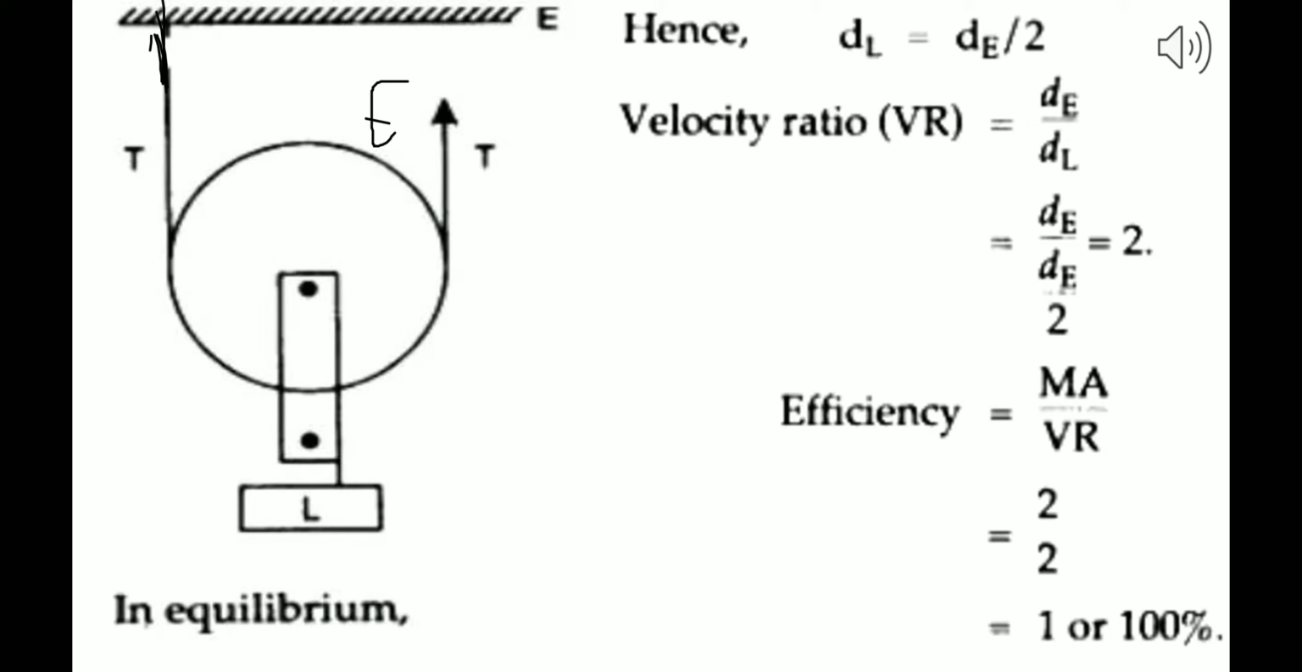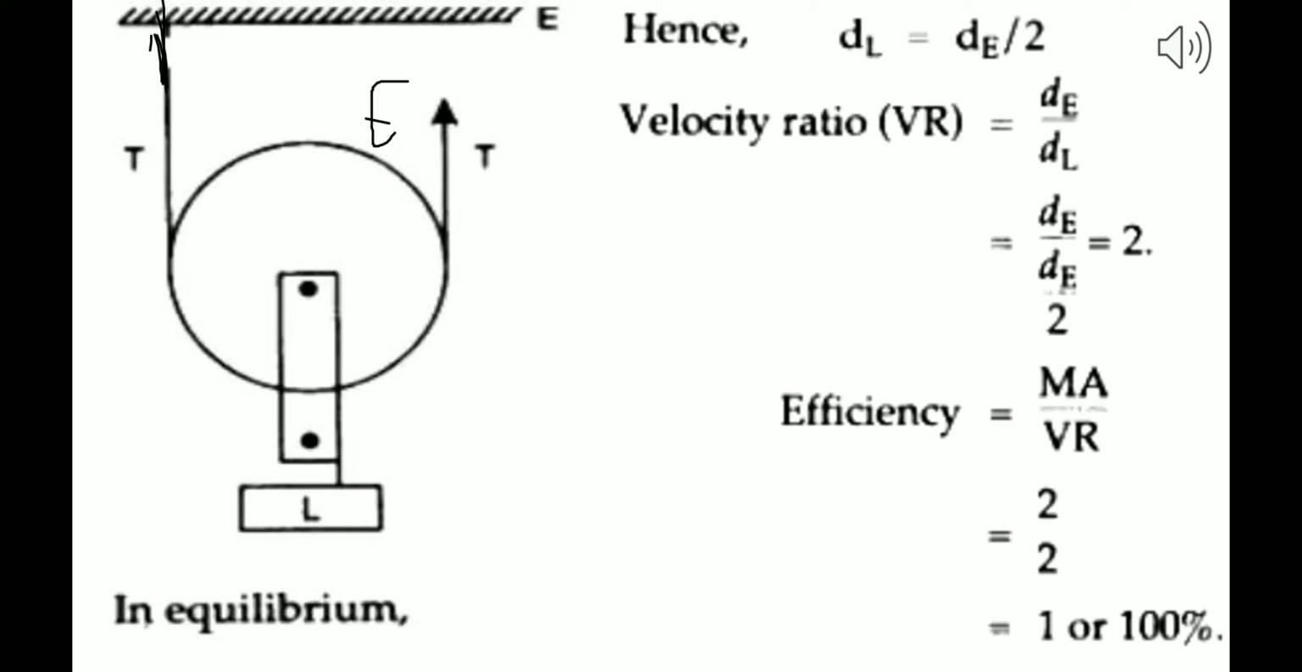So now we have something to understand clearly, students. Now see, velocity ratio is about the distance of effort and the distance of load, that means how much the effort has moved and how much the load has moved. Now suppose the load moves a distance x above. What will be the distance moved by the effort?